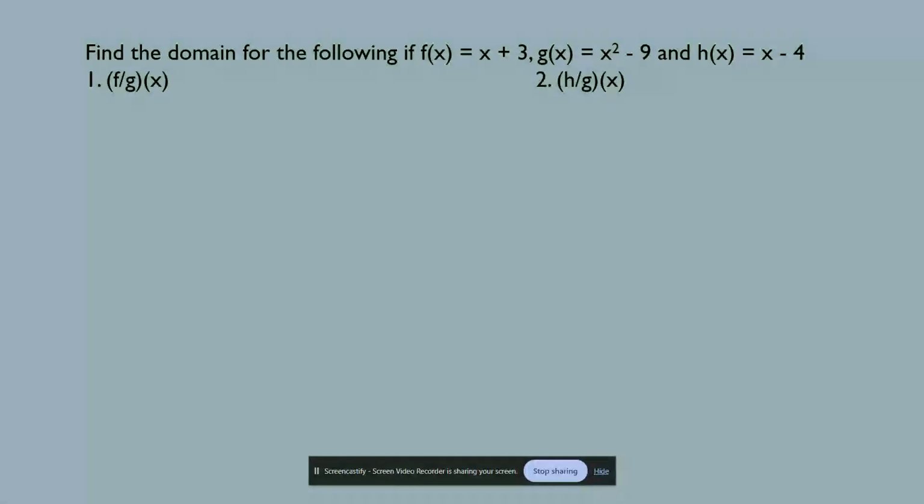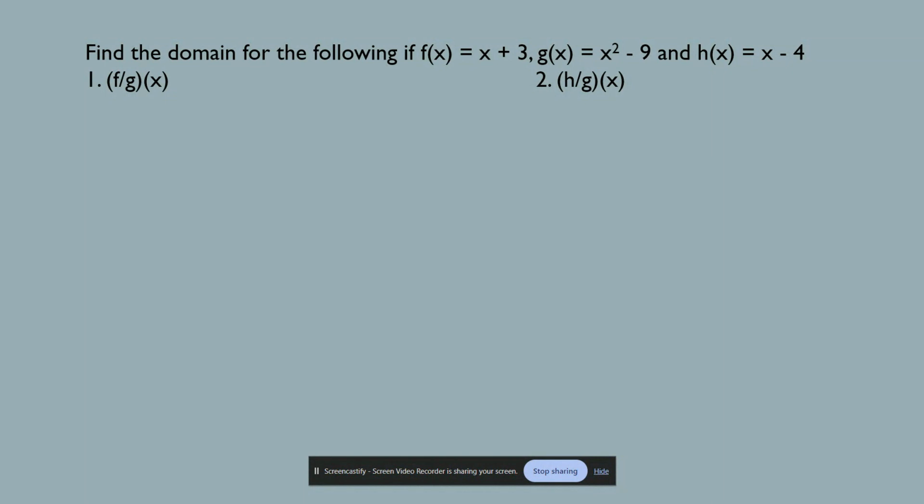So today we'll continue to combine functions using algebra here. And today we'll focus on division. The question is giving you that f of x is x plus 3, g of x is x squared minus 9, and h of x is x minus 4. So the first question is asking, what is f over g of x?